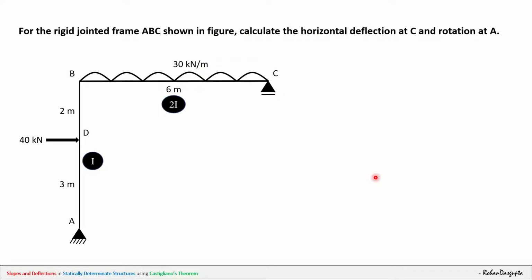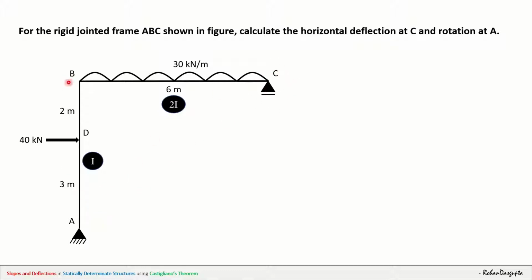So this is the problem that we are going to solve today. The question is, for the rigid jointed frame ABC as shown in the figure, calculate the horizontal deflection at C and the rotation at A. Here we have a frame ABC where there is a hinge support at A and a roller support at C.